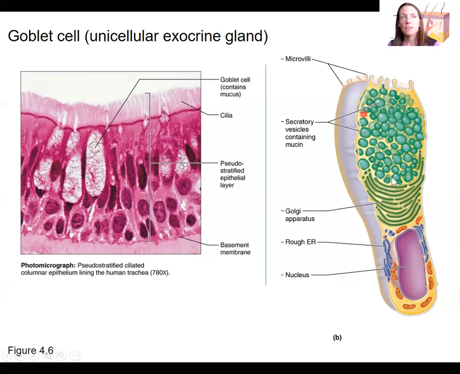And this is showing the inside of the cell, these secretory vesicles containing mucin. So from this, you should be able to think about what type of secretion this is going to be. This is going to be your merocrine secretion that's releasing vesicles via exocytosis, packaged vesicles from the Golgi apparatus.